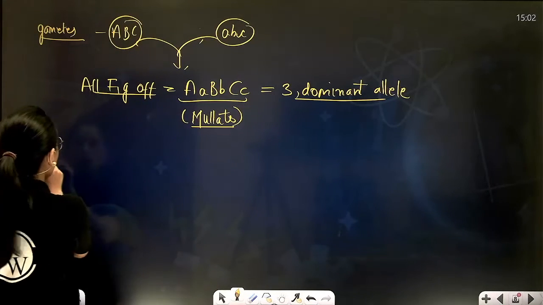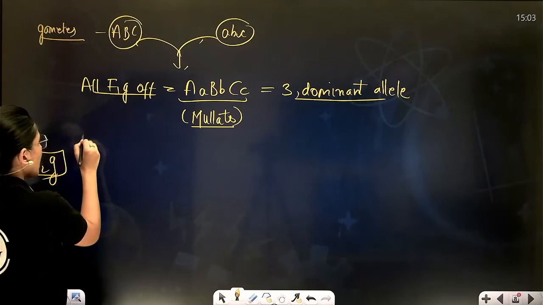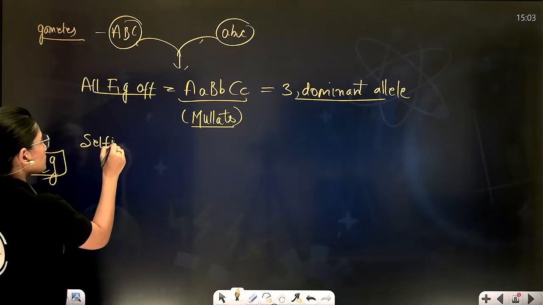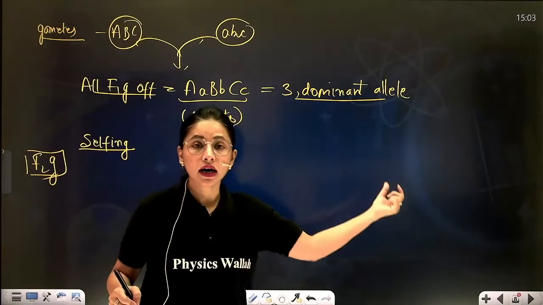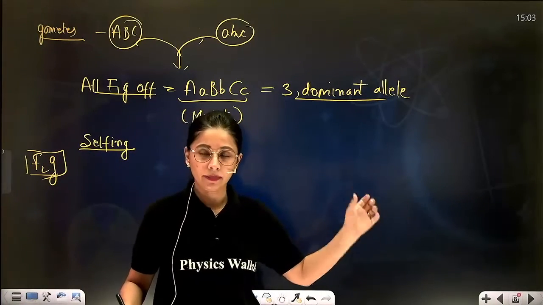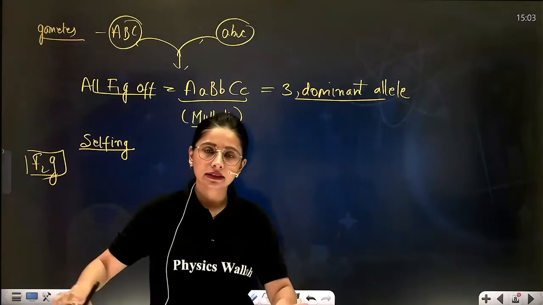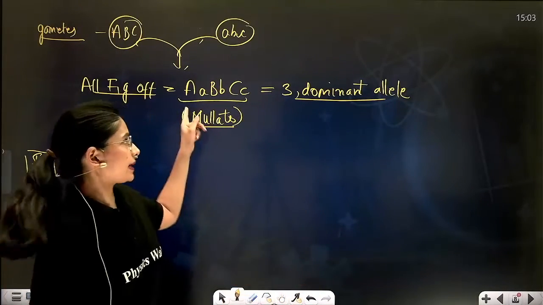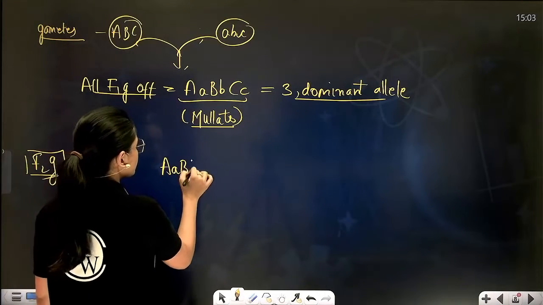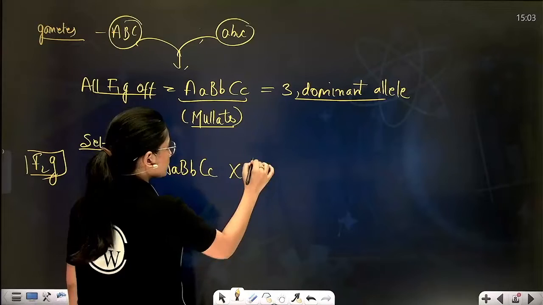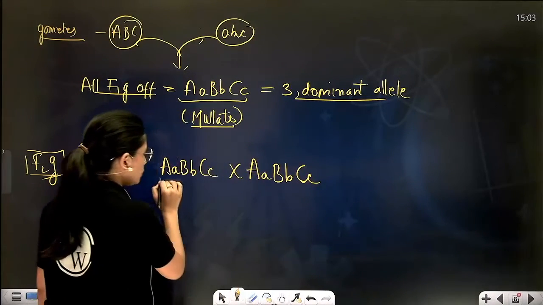Now how do you obtain offspring for the F2 generation? What you have to do is perform selfing, meaning let a mulatto marry a mulatto. A person who has 3 dominant alleles, let that person marry another person who also has the same combination of genes. Correct? Yes or no?